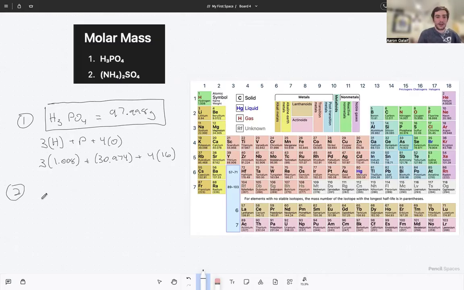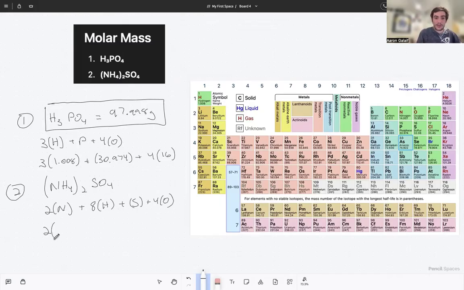All right, let's do it for the other one. Number two. Number two, we have NH4, and we have 2 of them. And we also have SO4. So we have to be careful. This 2 is going to apply to both of these, right? So instead of just 1 N or 1 nitrogen, we have 2 of them. And then instead of just 4 hydrogens, I'm going to have 8 hydrogens. And then we're going to continue with just 1 sulfur and then plus 4 oxygens.